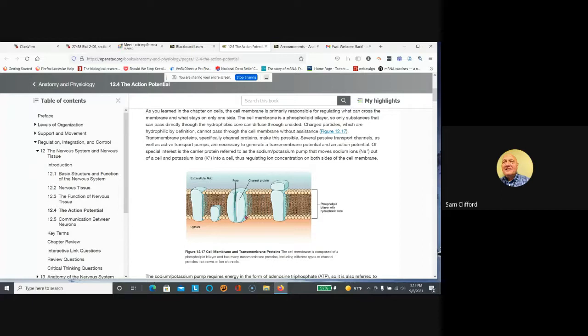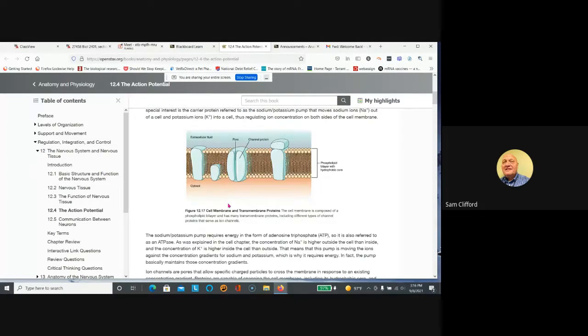Okay? So again, remember, these are the hydrophilic heads. This is the extracellular fluid. These are the hydrophilic heads. These are the hydrophobic tails. So like dissolves like. So all membranes have this bimolecular leaflet, a double layer of phospholipids.